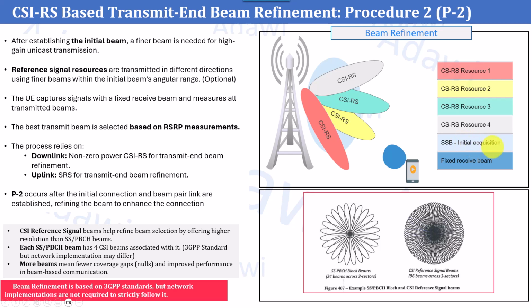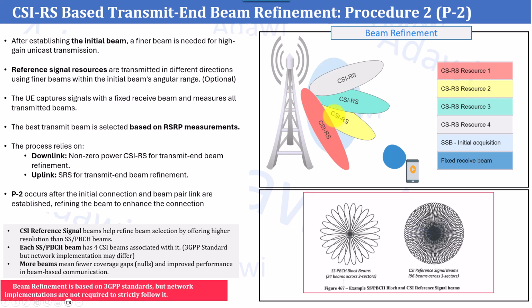After establishing this one, finer beams are needed for high gain unicast transmission. For example, the gNB will decide that it might now need to do more refinement for the beams in the connected mode. So now it will decide, I would like to transmit a different CSI-RS in different directions, as we highlighted before, which is called Grid-of-Beams, but in terms of CSI-RS. This would be beamformed CSI-RS.